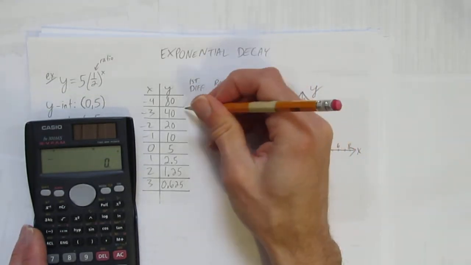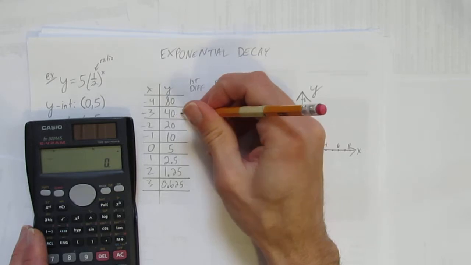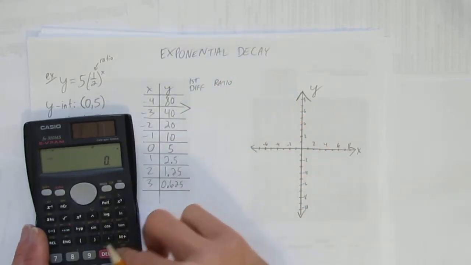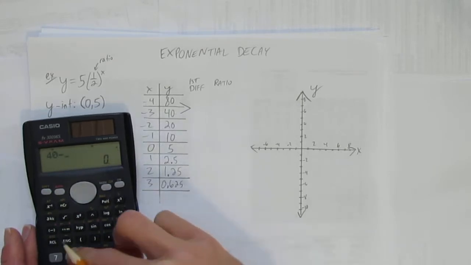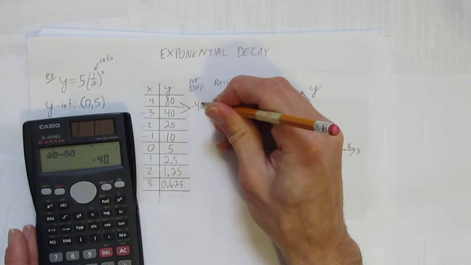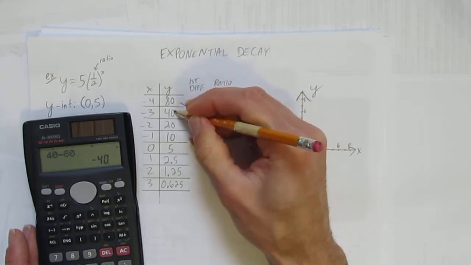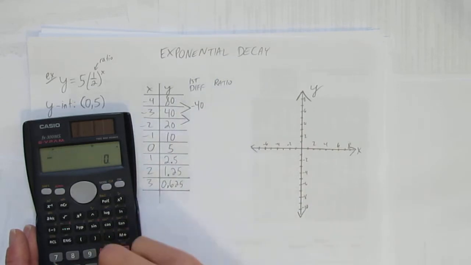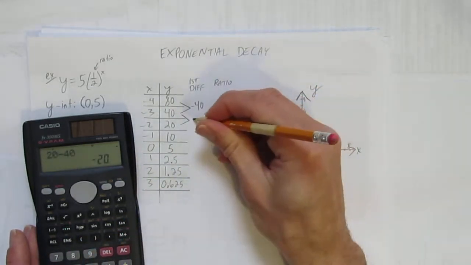When you're doing first differences, it's always the second number minus the first number. I always go this minus this. What's 40? Take away 80. That's -40. So often students will do it backwards and go first minus second. It's always the second thing, take away the one before it. 20 minus 40, and you get -20.